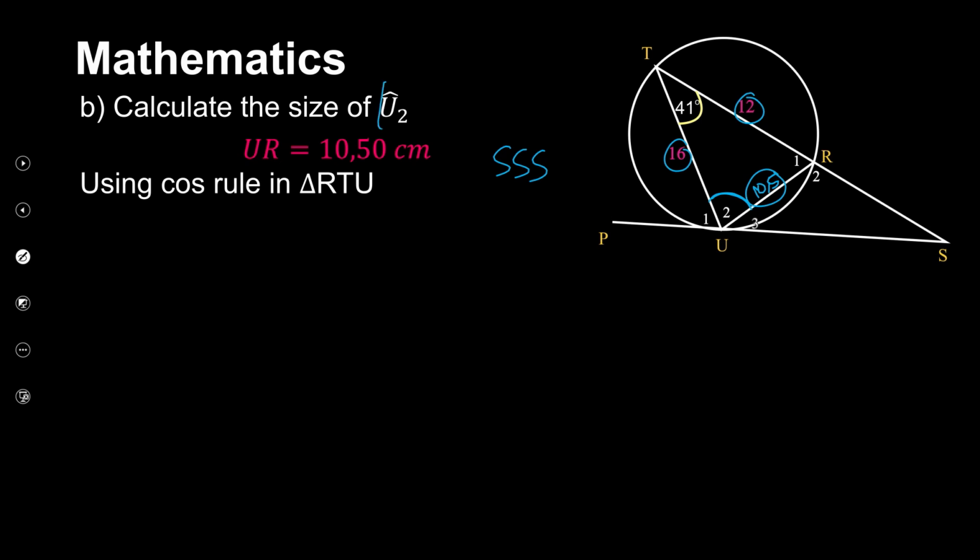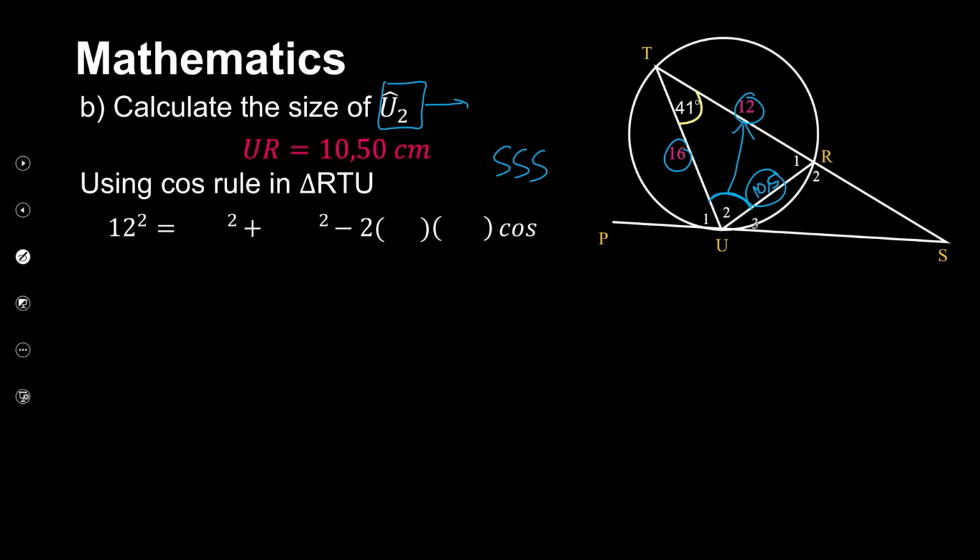And remember, because we're finding U2, we're going to start off our cos rule with the side that lies across from U2. And if you look at U2, the side that lies across from U2 is TR. So our expression is going to start off with TR squared. Okay, so we're going to write our cos rule out.